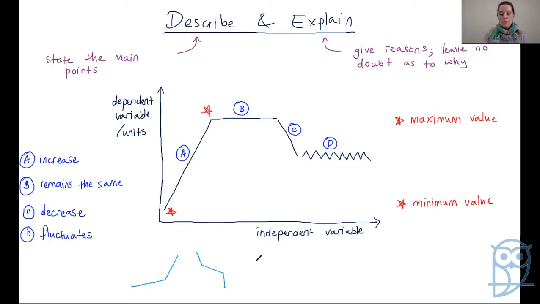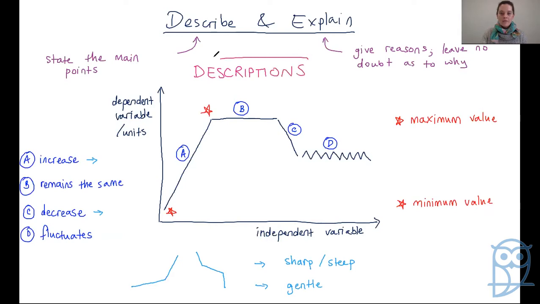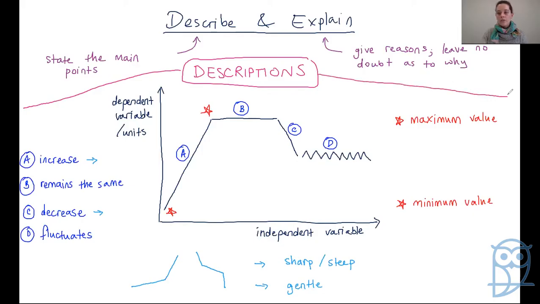So here we talk about sharp or steep increases or decreases. We also talk about gentle increase and decrease. Okay, so let's put a little note by increase and decrease to bring you down here as well. So what have we done here? All we've done is all of these things are about descriptions. So this is going to be a very colorful slide. We have simply described what our graph is doing.